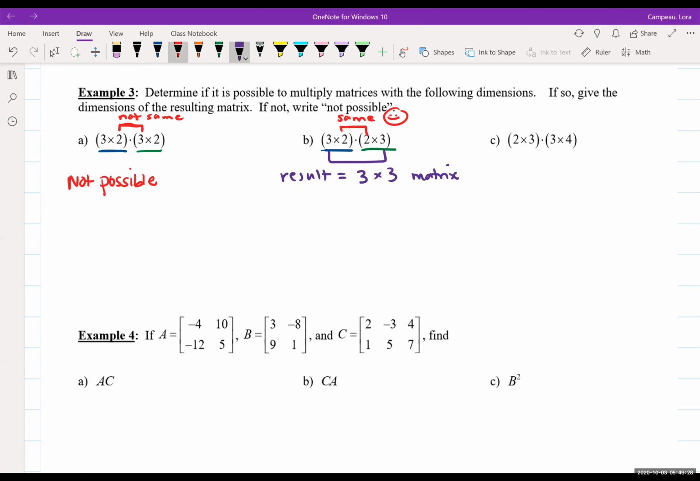And just moving on to part C, you'll notice we do have the inner dimensions matching. The number of columns in the first matrix equals the number of rows in the second matrix. We do have the same. So if that is the case, the multiplication can occur. The result here would be the leftovers, and just write them as you see them in order. So the result would be a 2 by 4 matrix.